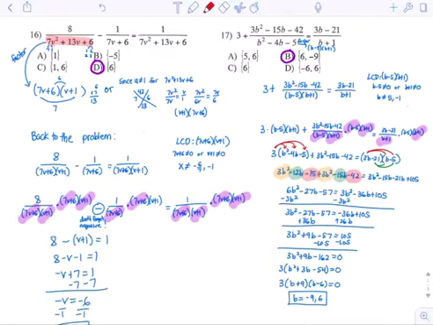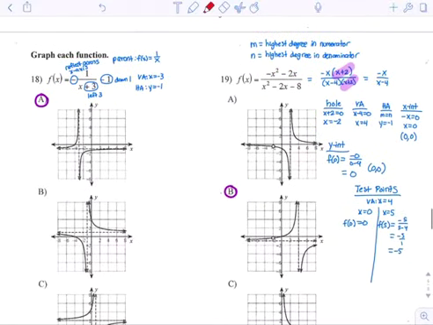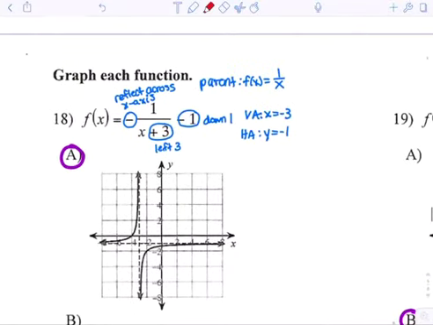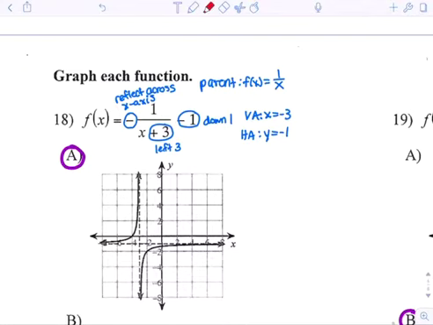Alright, so there's those two. Now let's get into this. So, this first one, it's a bunch of transformations, right? Hint, because of this, and that. So, parent function f of x equals 1 over x, right? So usually the parent function's graph lies in the first and the third quadrant, right?